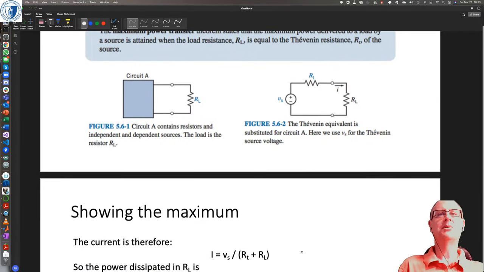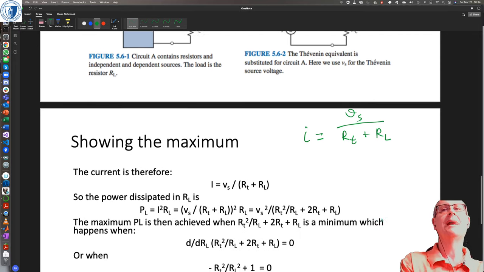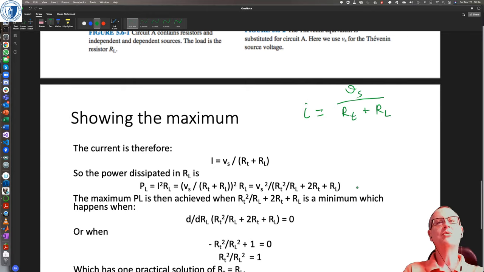Let's see if we can draw it. So here's our equivalent, and the current I is just equal to the voltage VS divided by the total resistance, which is RTH plus RL. And then you can write down the power. It's either P equals IV, which is equal to I squared R.